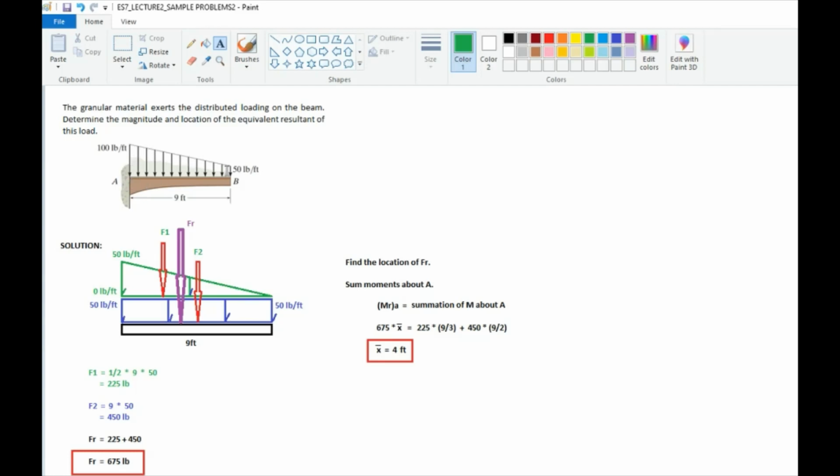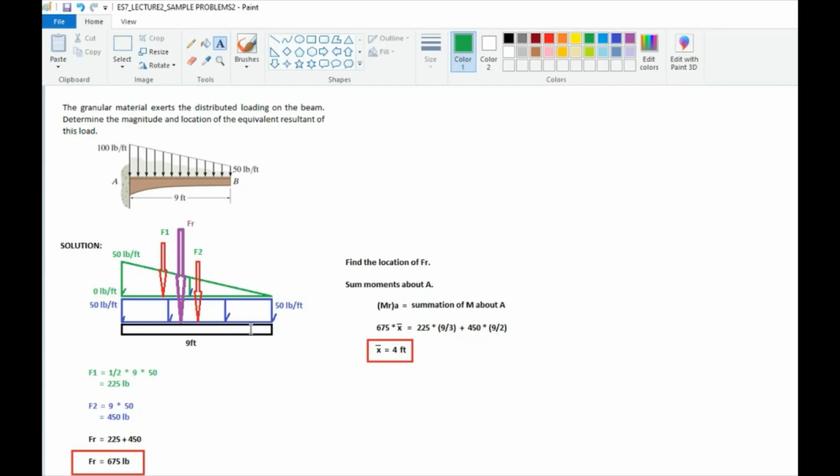Yung trapezoid na yan, pwede natin yang i-break into two shapes, di ba? Pwede tayong magkaroon ng rectangle and one triangle. Kasi, kapag trapezoid, mahirap pa i-locate yung centroid eh. Kung hahatiin natin, gagawin natin isang rectangle and isang triangle, mas madali yung location ng centroid. Okay? So, let's do this.